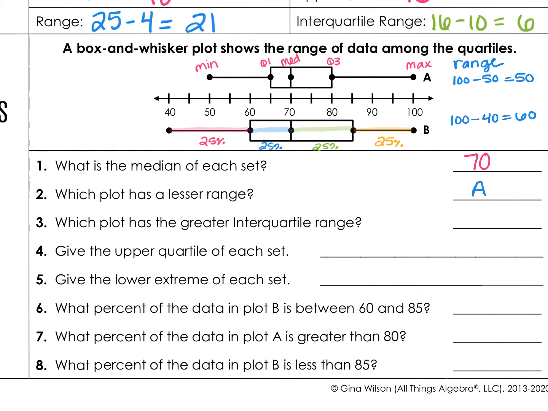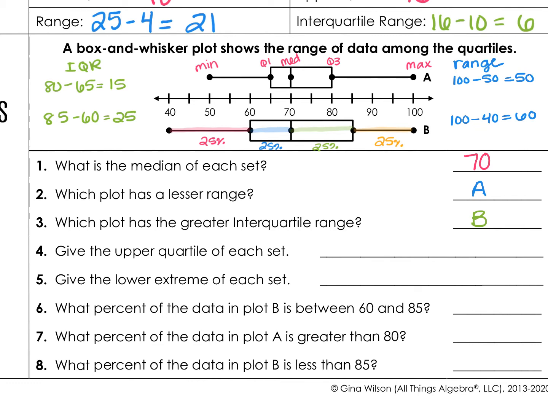The next question asks about the interquartile range. Now to find that, I'm going to take Q3 and subtract Q1. So for set A, that's 80 minus 65. So that's 15. If I look at set B, that's 85 minus 60, which is 25. So set B has the greater interquartile range.